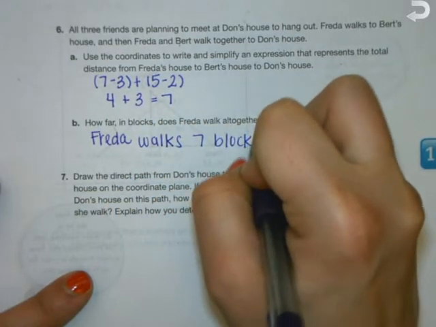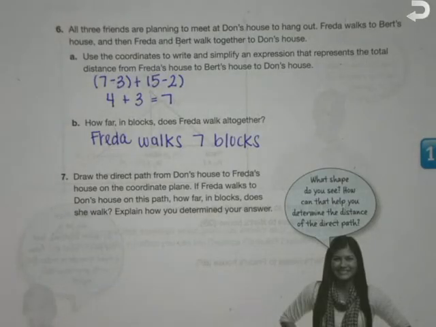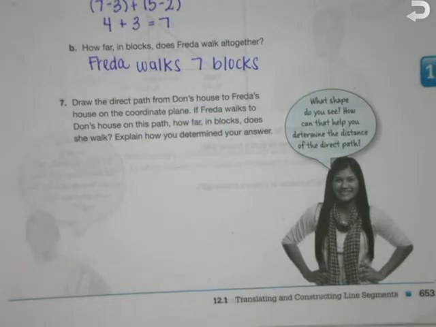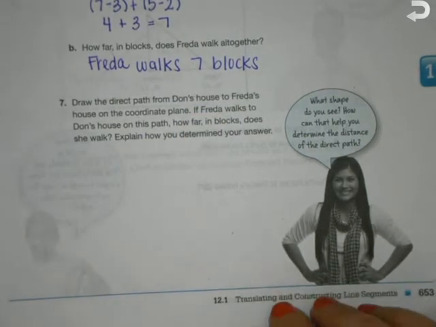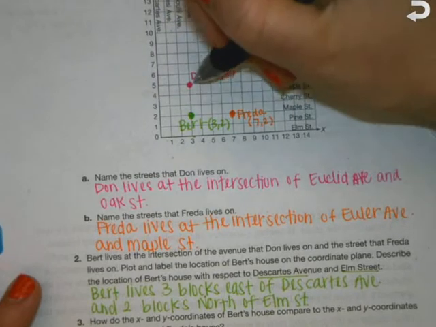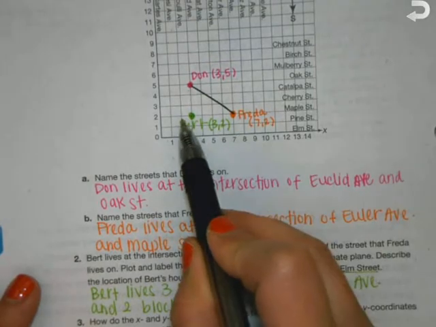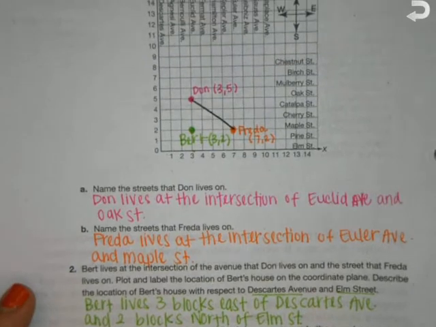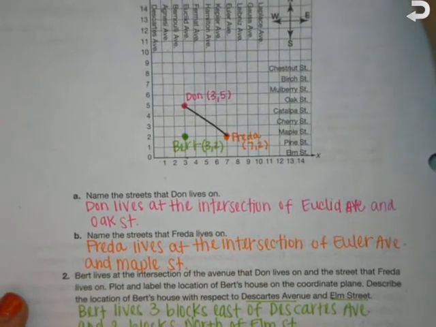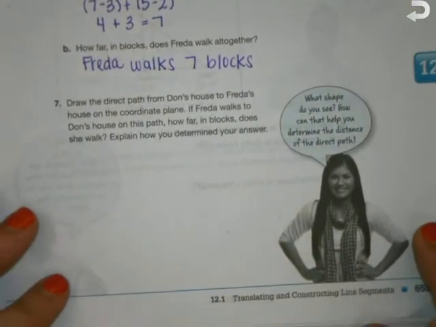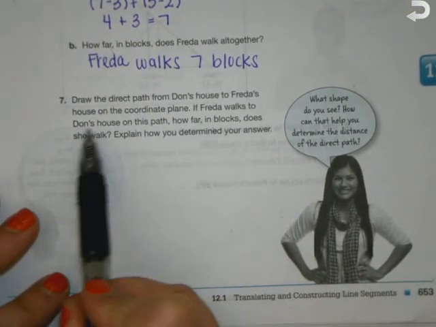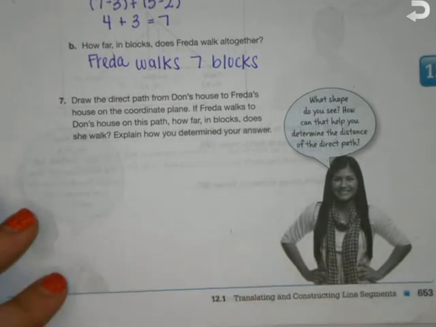Is that the fastest way for Frida to get to Dawn's house? No. She could go diagonal, so let's read number 7. Draw the direct path from Dawn's house to Frida's house on the coordinate plane. So we're going to draw the direct path from Dawn's house to Frida's house. We're just going to go diagonal, straight from Dawn's to Frida's, because going from Frida to Bert's house to Dawn's house is not the fastest way to get there, right? So if we go directly from Frida's house to Dawn's house, now let's flip it over. If Frida walks to Dawn's house on this path, how far in blocks does she walk? Explain how you determined your answer.